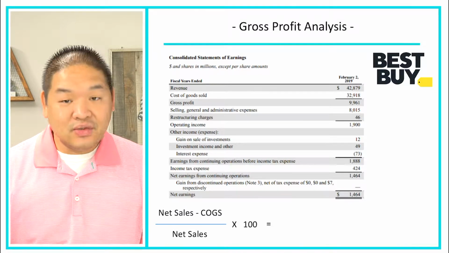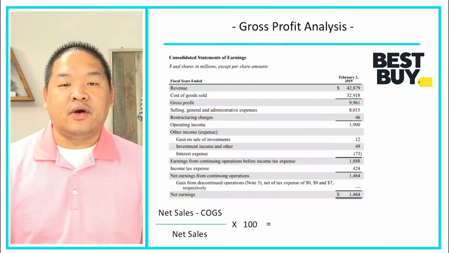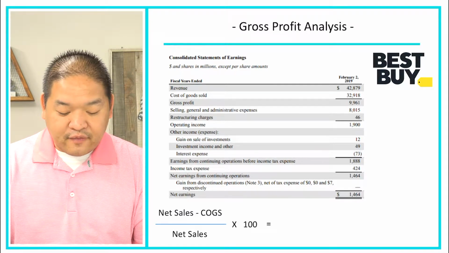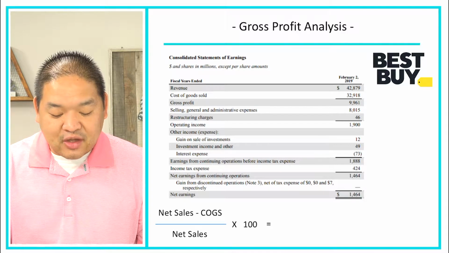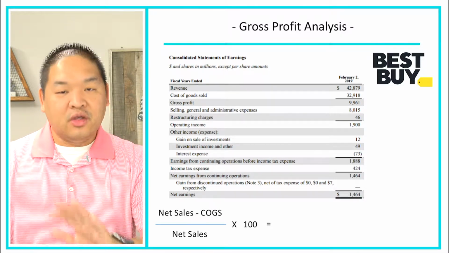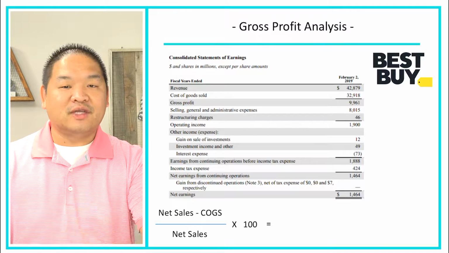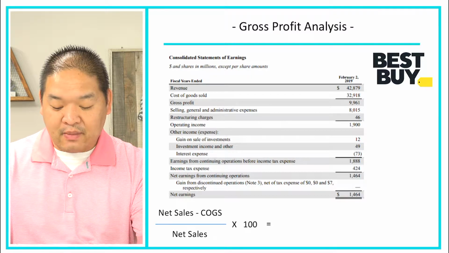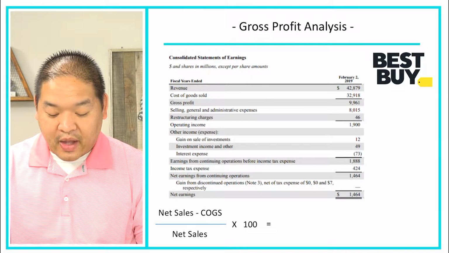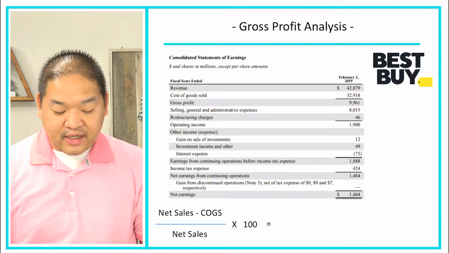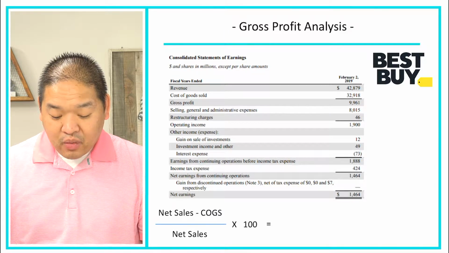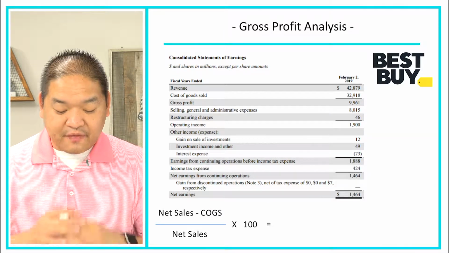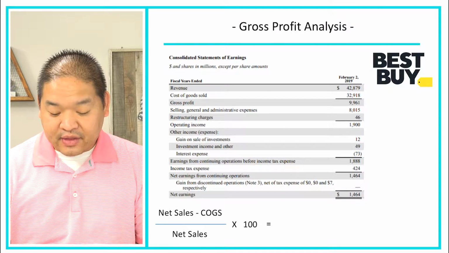So to do this, we're going to use a company called Best Buy. So in front of you, you got a consolidated statement of earnings. All you need to know is that consolidated statement of earnings also means the income statement. So this is the income statement for Best Buy. And in their income statement, we have revenues, cost of goods sold, and gross profit. And really, that's all we need at the end of the day.